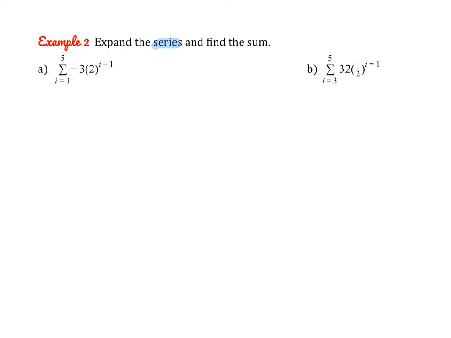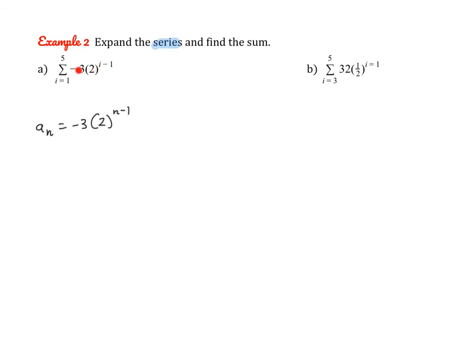So here's the sigma notation, which we reviewed in the last video. So if you need help with that, go watch my arithmetic sequences and series video again. So here we're going to expand the series and find the sum. So here's our rule, the explicit rule for this sequence. So it's a sub n equals -3 times 2 to the power of n minus 1.